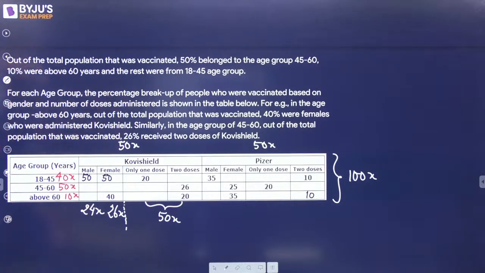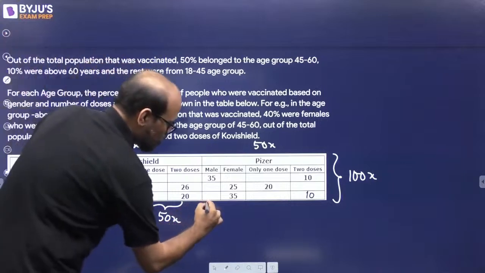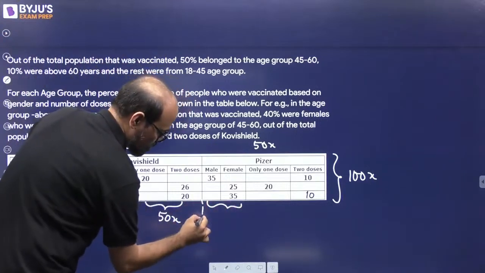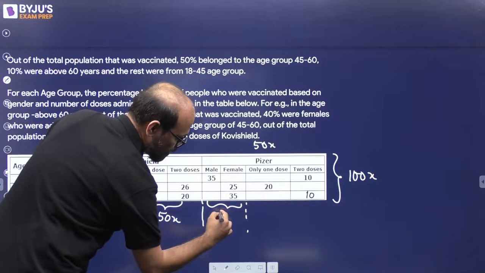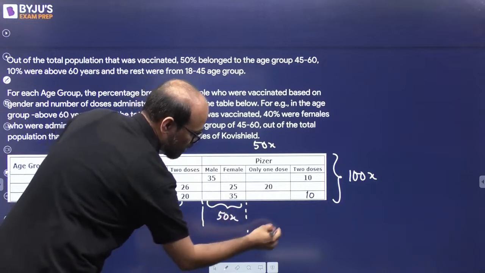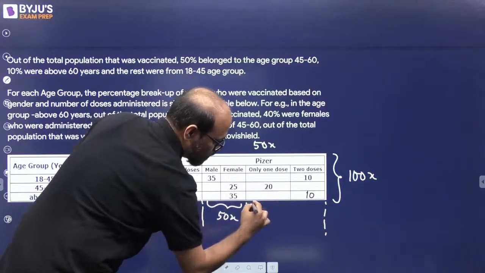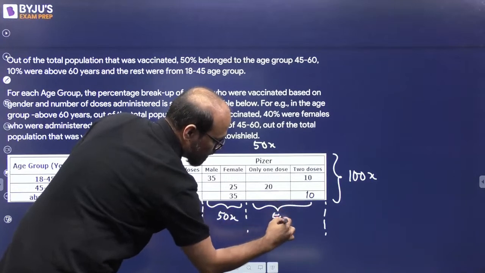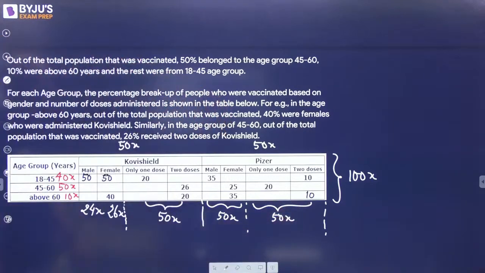Same will go for Pfizer. The sum of these two is also going to be 50x, and this will also result in 50x. I hope there is no doubt in this.